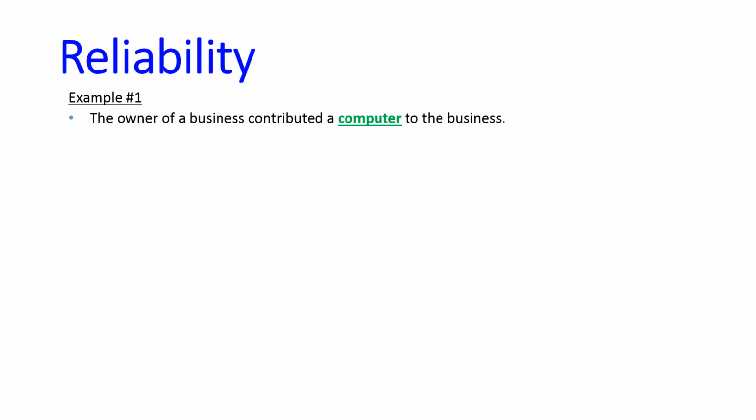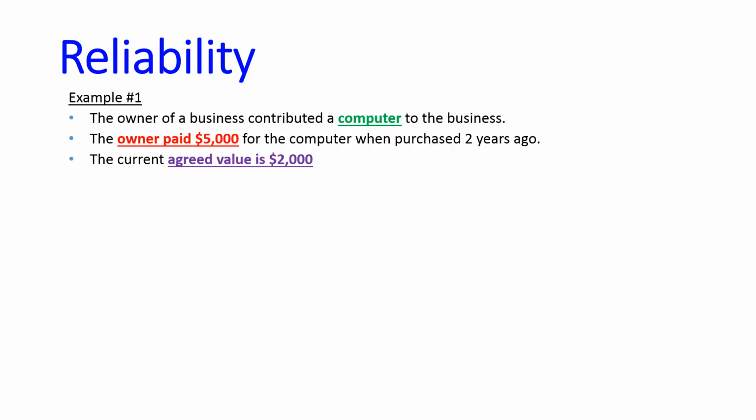So example 1: the owner of a business contributed a computer. The owner paid $5,000 when the computer was bought 2 years ago. The current estimated market value, which we call the agreed value, is $2,000. Explain how the computer should be valued in the firm's balance sheet. In the previous video, we looked at relevance, and we said if we were doing the relevant figure, we would pick $2,000, the agreed value, because that is going to affect our decision making.